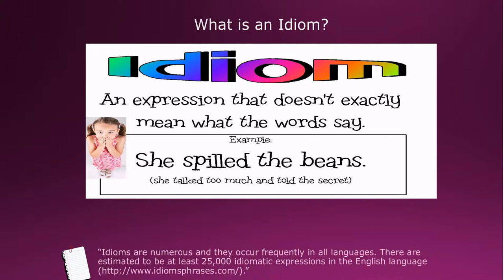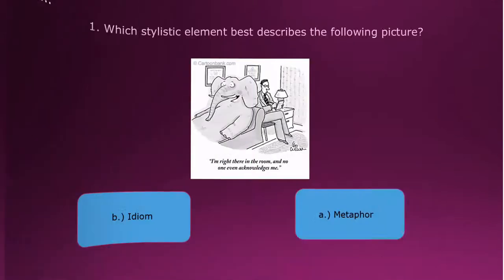Take a moment to look at the special notes below. Idioms are numerous and they occur frequently in all languages. There are estimated to be at least 25,000 idiomatic expressions in the English language. Now it's time to take a quiz. Number 1. Which stylistic element best describes the following picture?